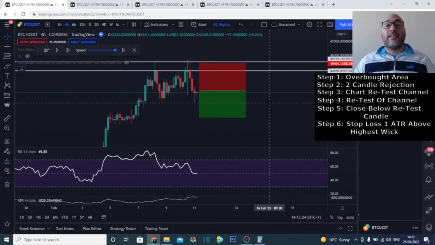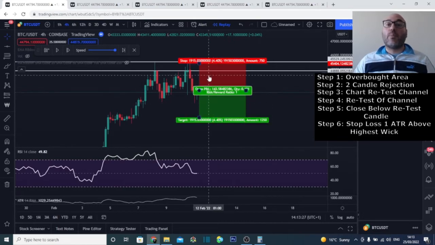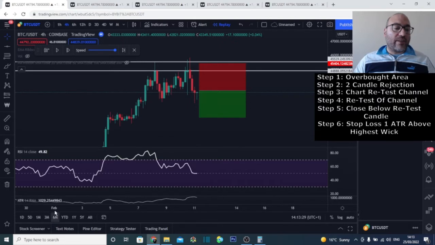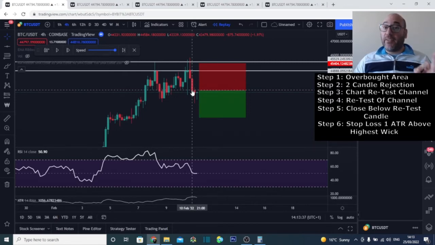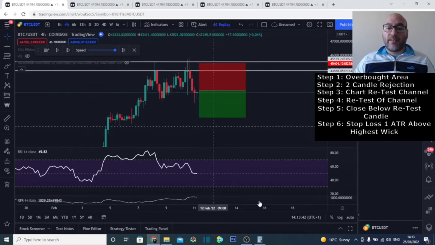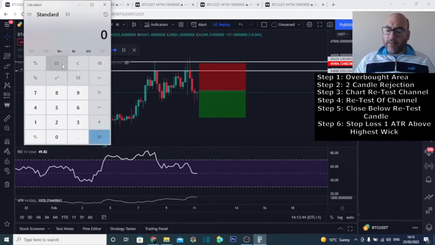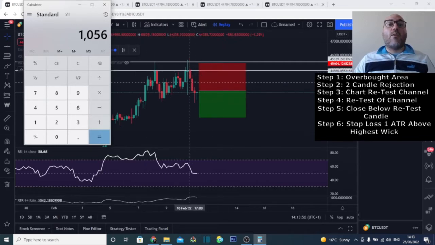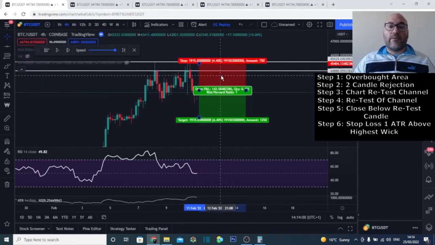And step 6, and this is the last step, we want the stop loss to be 1 ATR, which is here, this indicator at the bottom left corner. 1 ATR from the entry candle, which has the value of 1056. So let's input that 1056, and you can see the values here. 1 ATR above the highest wick, and the high here is 45825.